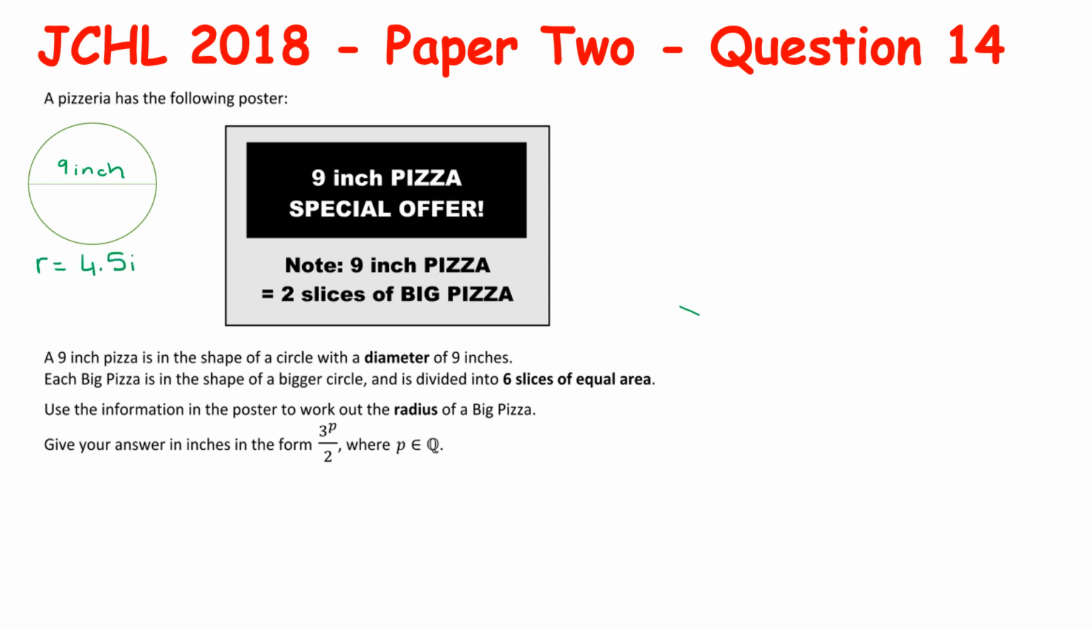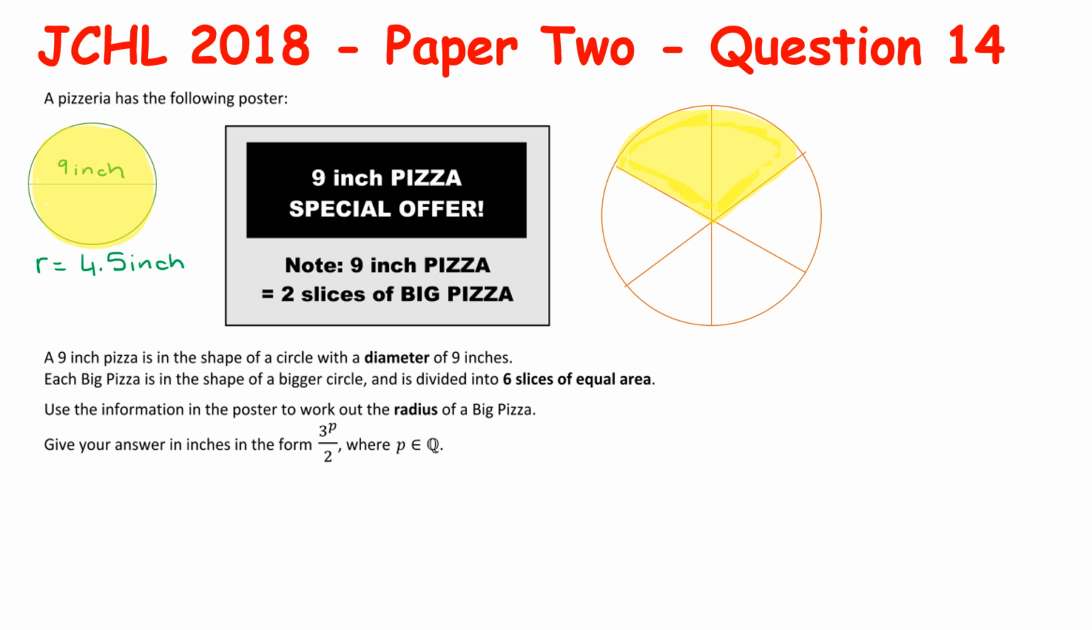Okay, then a big pizza is going to be a bigger circle divided into 6 equal slices. Now, what we're told is the 9-inch pizza, so this one here, I'm going to color it in, this is the same as 2 slices of big pizza. So let's have our 2 slices here. So these are equal. And what I mean by equal is the area of both pieces is the same. So what we're dealing with on the left is a circle. What we're dealing with on the right is a sector.